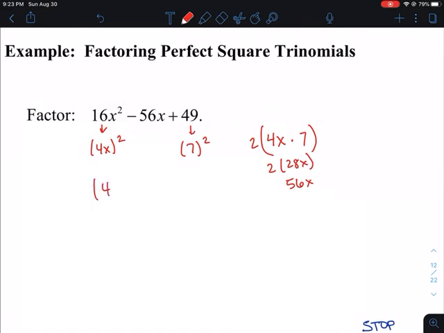So we would end up with a 4x minus 7 and a 4x minus 7, or we simplify that down to a 4x minus 7 that would end up being squared. And that's where we're stopping for today.